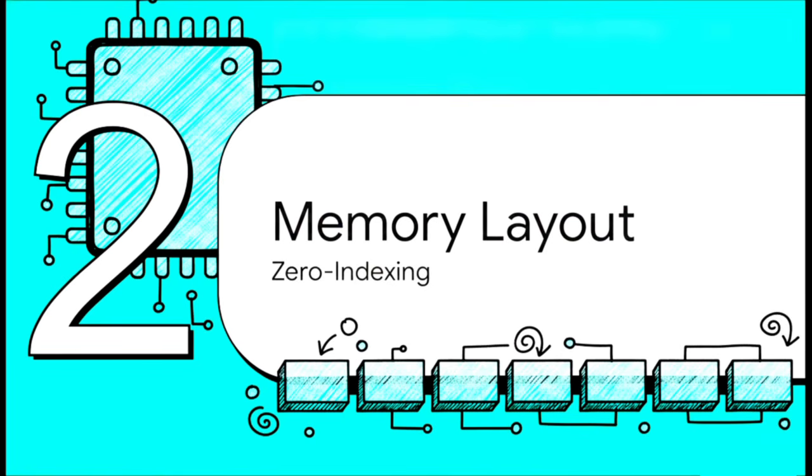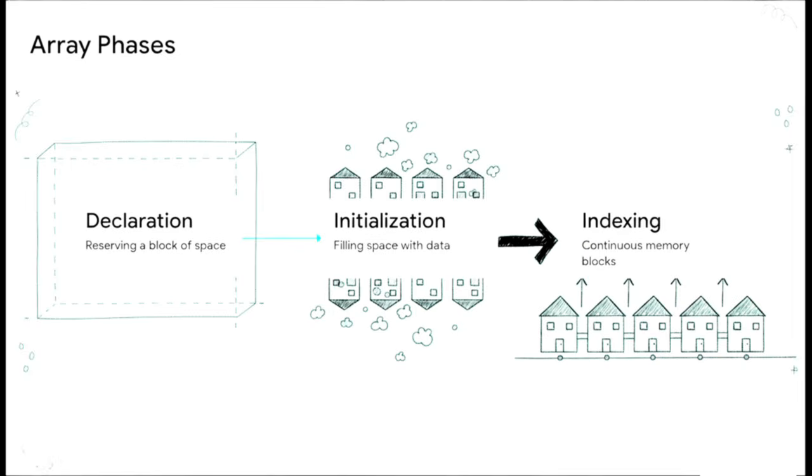Moving right along to Section 2, memory layout and zero indexing. So now that we've solved the problem conceptually, let's look at the anatomical mechanics of it all. Every array goes through 3 fundamental phases in its life. Step 1 is declaration. This is where you basically tell the compiler, hey, I need a block of space. Step 2 is initialization, where you actually fill that space with your real-world data. And step 3 is indexing.